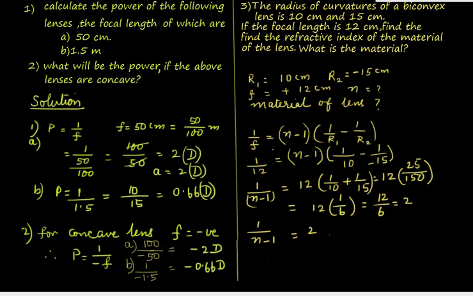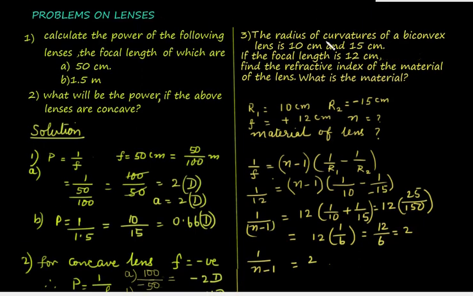Okay. Now let us see the third problem. The radius of curvatures of a biconvex lens is 10 centimeters and 15 centimeters. If the focal length is 12 centimeter, find the refractive index of the material of the lens. What is the material? What is the solution?